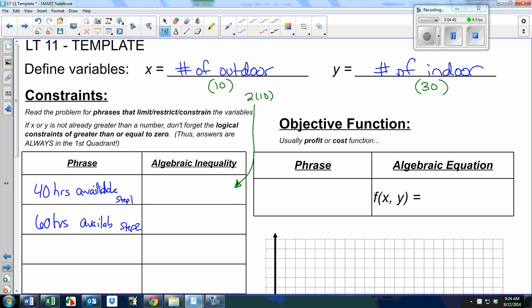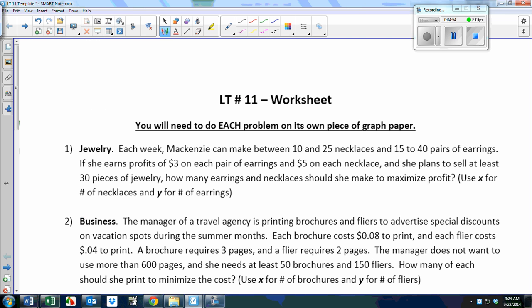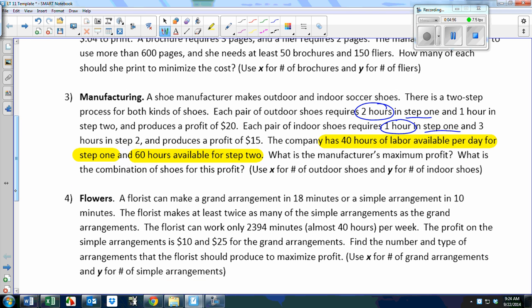The 40 hours that your company says this side of the room over here, the right side, you've got 40 hours. Can you make 10 outdoor shoes and 30 indoor shoes? All right, so we've got our 2 times 10. Now we've got our 30, I think it was times 3. No, 30 times 1, because there's 1 hour required to make every indoor shoe in step 1.